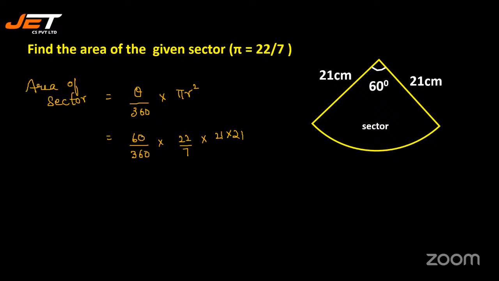6 ones are 6. 7 ones are 7, 7 threes are 21. 3 ones are 3, 2 ones are 2, 11s are. What is 21 into 11? 231. So it is 231 centimeter square. That should be the answer.